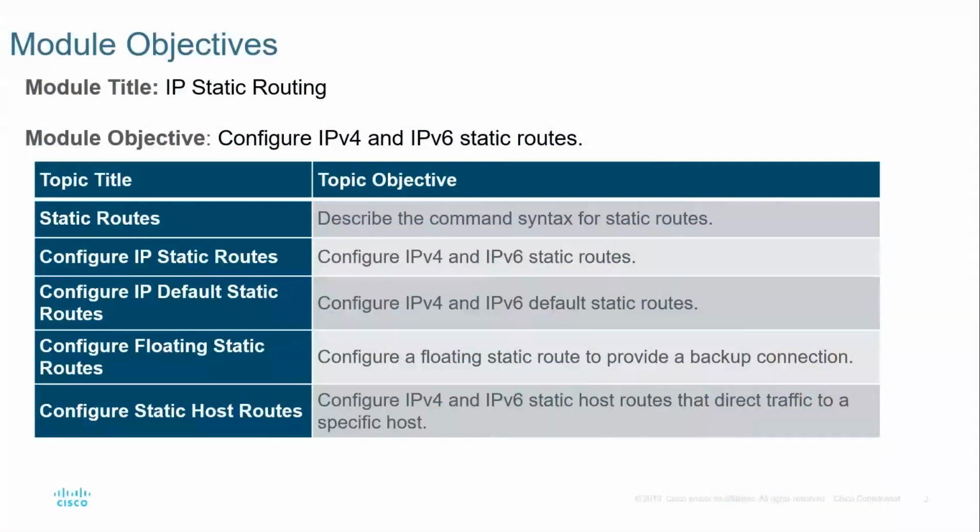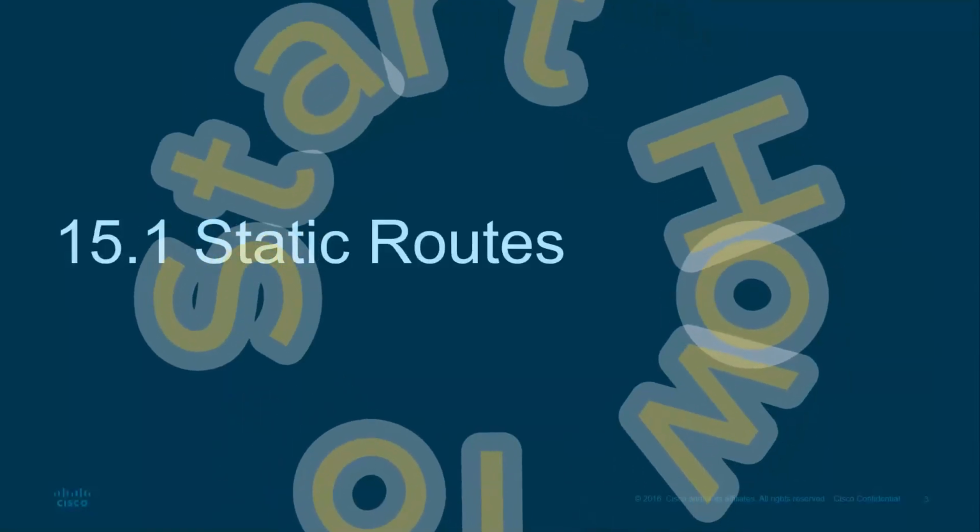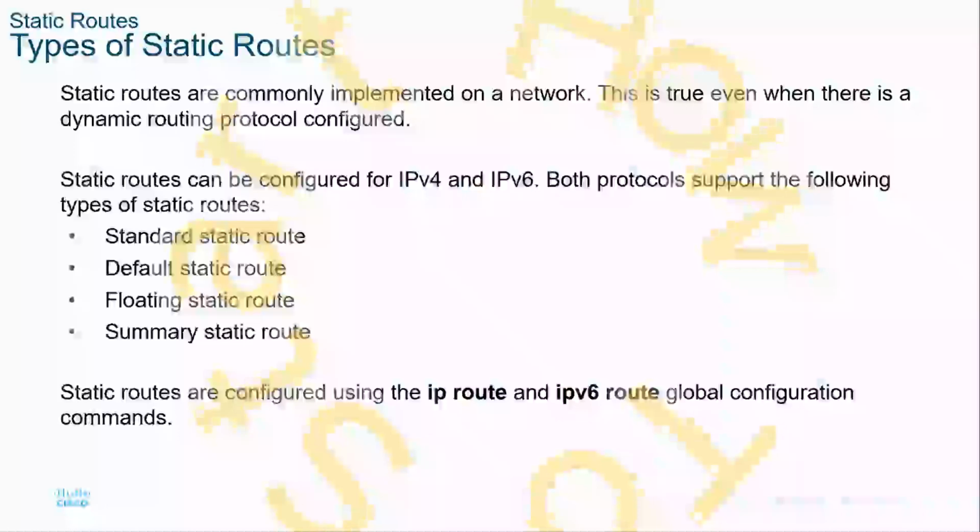So we're going to be covering static routes, configuring static routes, setting up default static routes, floating static routes, and host static routes. There's a lot that we can do with static routes, and even if we're dealing with a dynamic network, sometimes we actually do want static routes, depending on circumstances. That's why we have to cover this material. So jumping right on in, static routes.